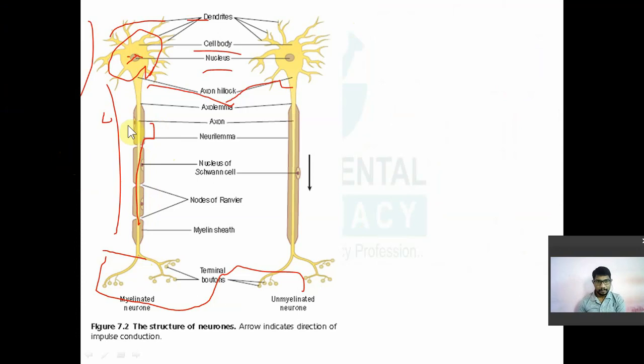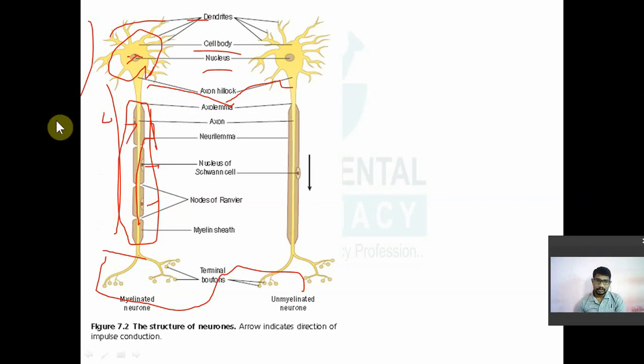So the covering over the axon of a neuron is nothing but the myelin sheath. It is made up of phospholipids, sphingomyelins, and cerebrosides, all that. Sphingosines are made up of phospholipids. You can say here is an axon, here is a Schwann cell. You can see the Schwann cell.